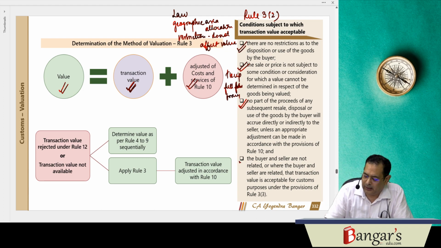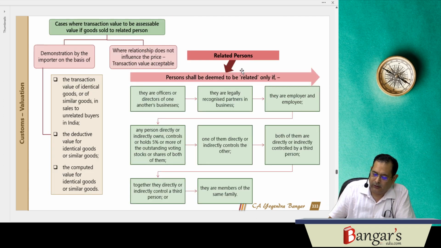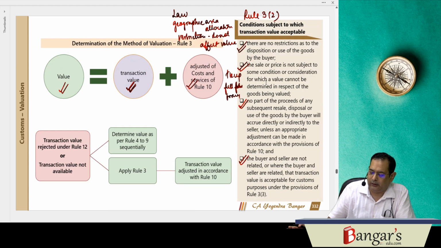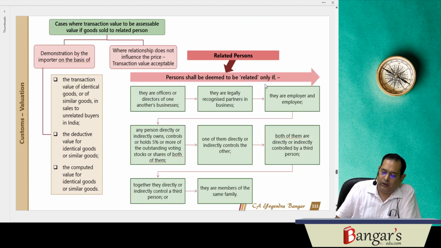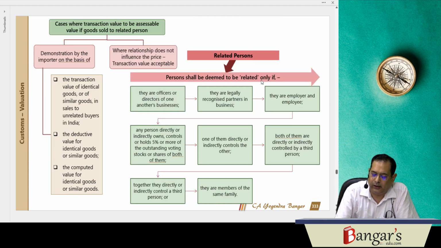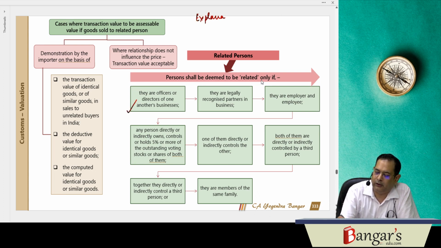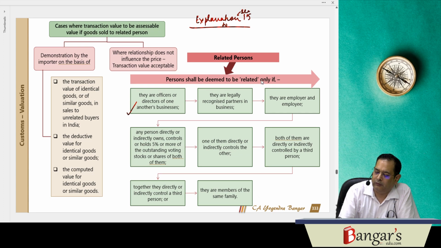Then the buyer and seller must not be related. In case buyer and seller are related, then the transaction value is basically acceptable for customs purposes as per the provisions of 3.3. Now, when can the buyer and seller be regarded as related? As we have seen in the explanation to section 15 in GST, similar is here. Basically it has been taken from there. In customs it is Rule 2.2.